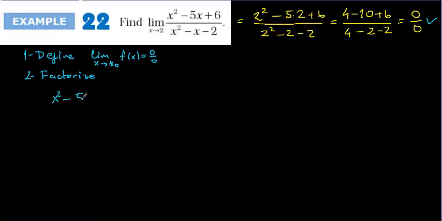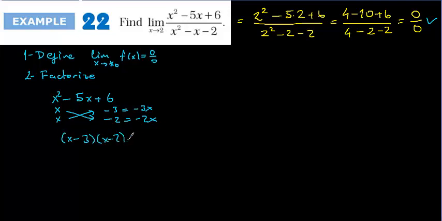These are quadratic forms: x squared minus 5x plus 6. It will be x minus 3 and x minus 2, because the sum is minus 5x and the multiplication of them is 6. That's why it's equal to x minus 3 times x minus 2. Then this is minus 3x, this is minus 2x. As you see, the sum is minus 5x, so this factorization is true. x minus 3 times x minus 2 is equal to x squared minus 5x plus 6.